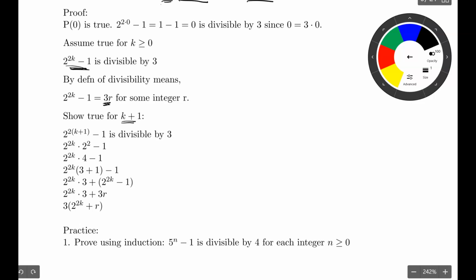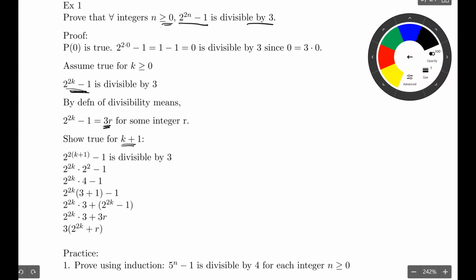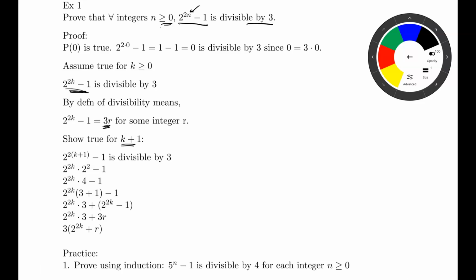All right, so now I'm showing true for k plus 1. So again, you put k plus 1 in for n, so I get 2 to the 2(k plus 1) minus 1. Doing rules of exponents, I get 2 to the 2k plus 2, and if it's addition upstairs, it's multiplication downstairs, so I get 2 to the 2k times 2 squared. So I'm looking to see how I can use this fact. I know 2 squared is equal to 4.